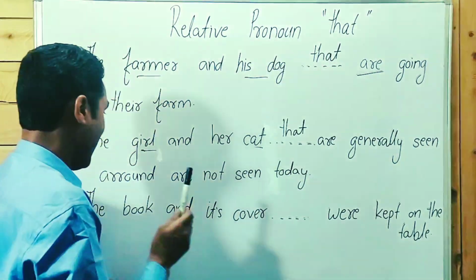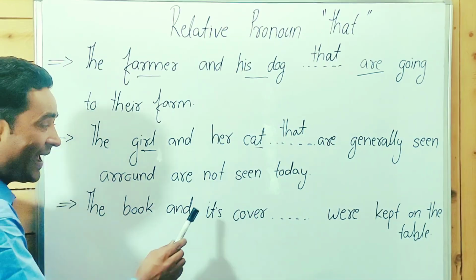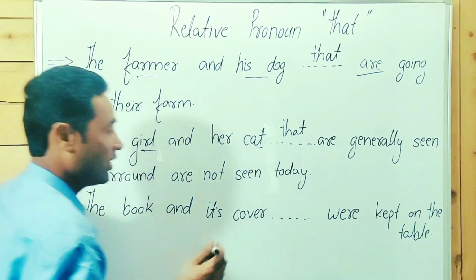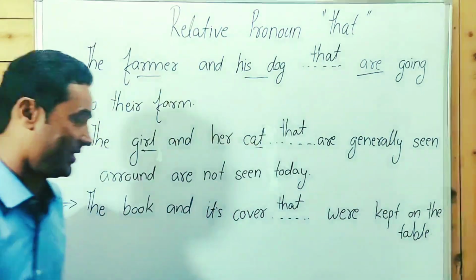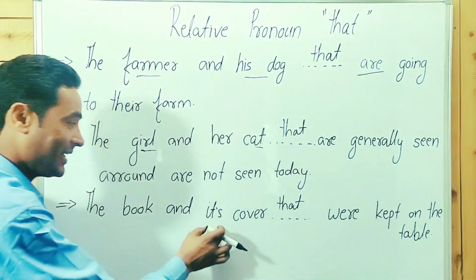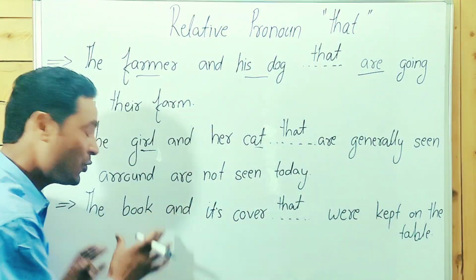Okay? And here the book and its cover, that were kept on the table. The book and its cover. Here there are two antecedents.